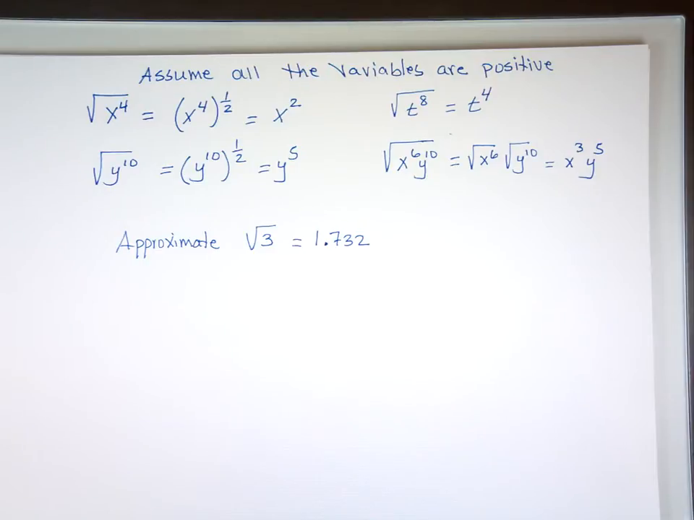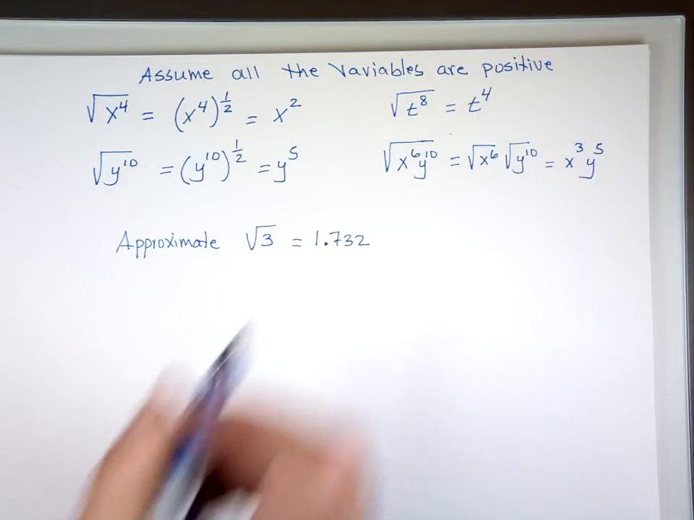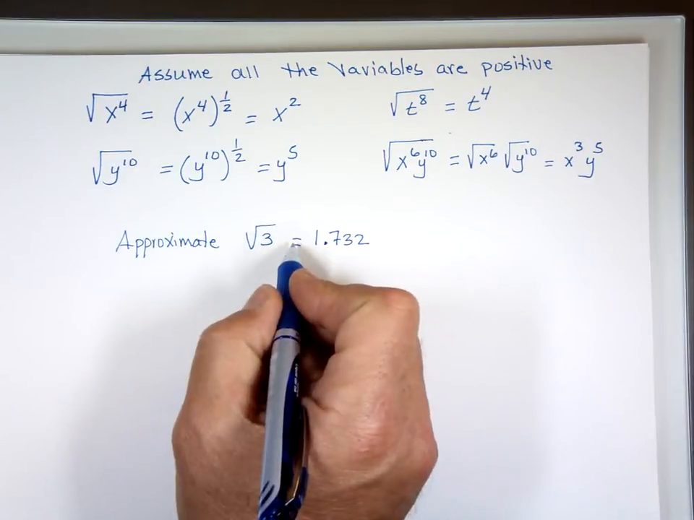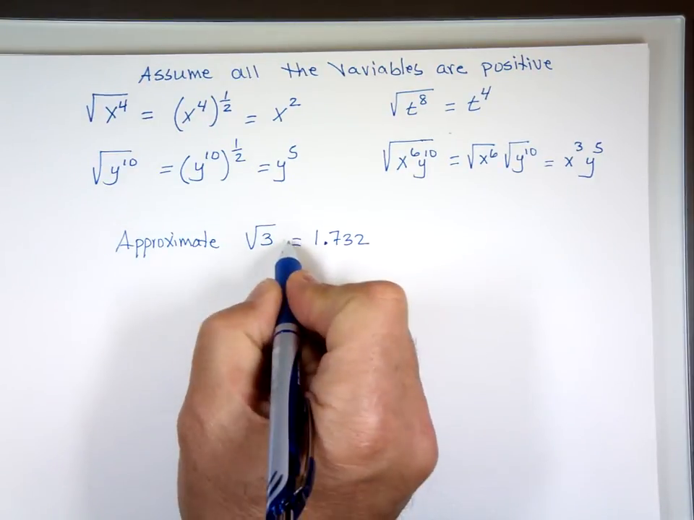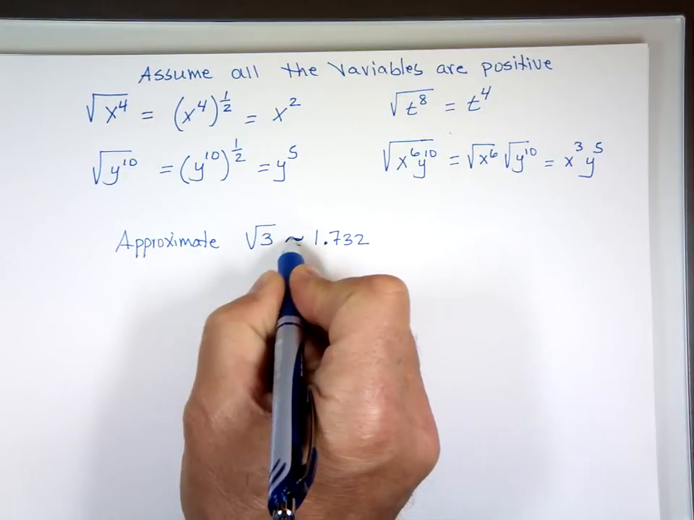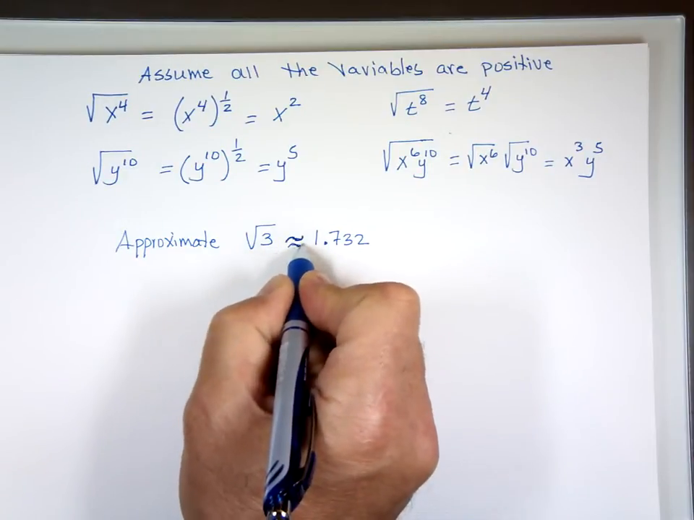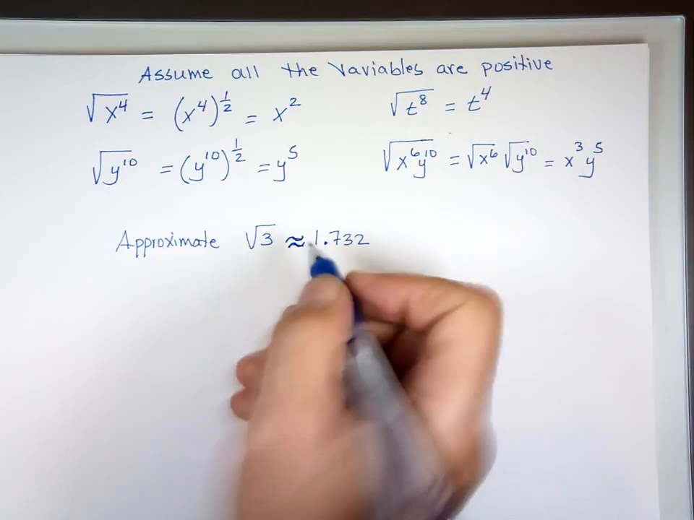What you're going to see us write, instead of an equal sign, because it will not be equal, is a squiggly line. What does a squiggly line mean? Approximately.